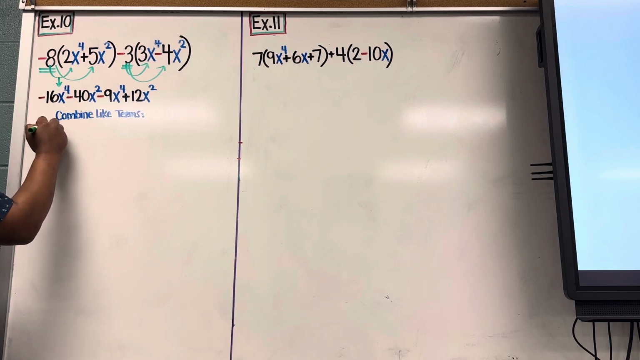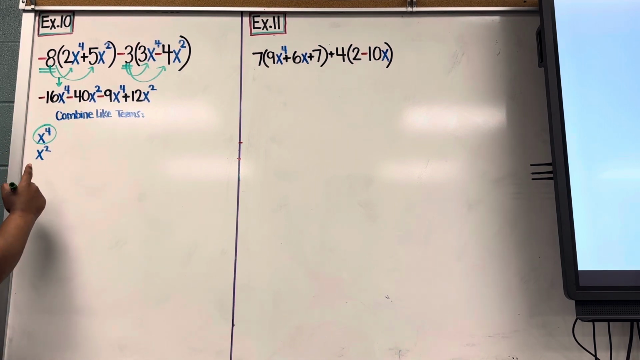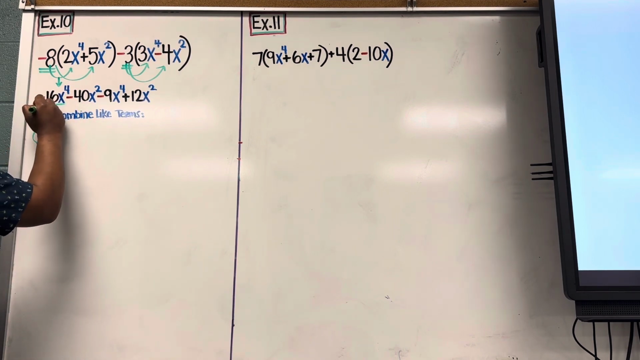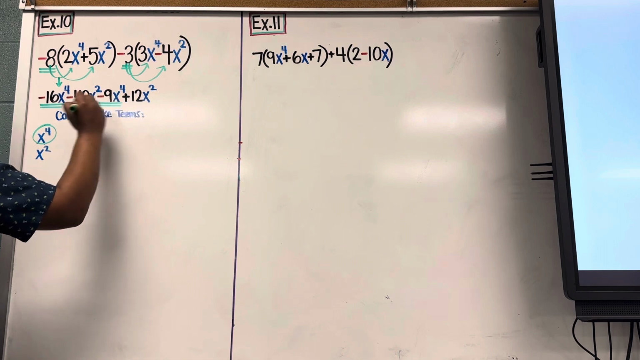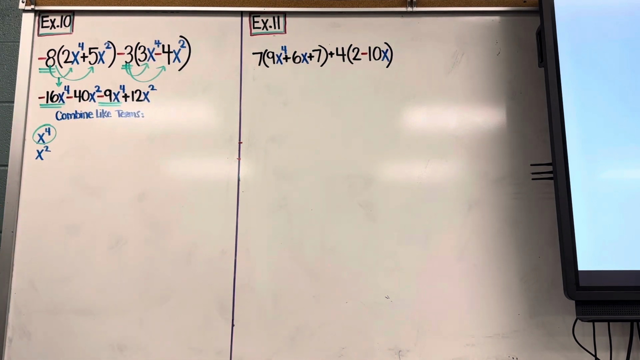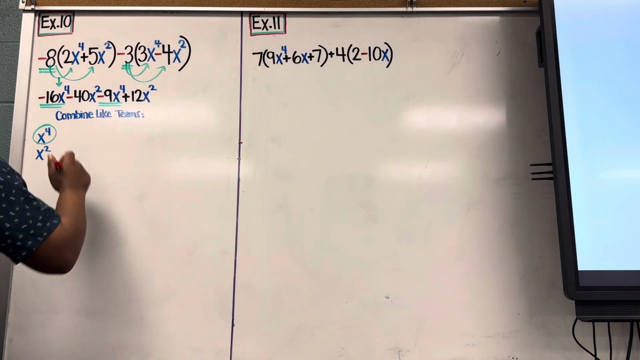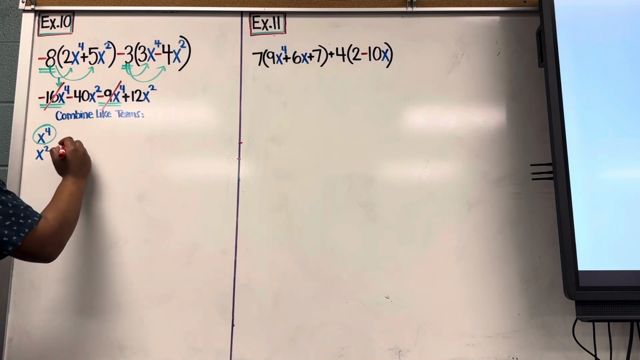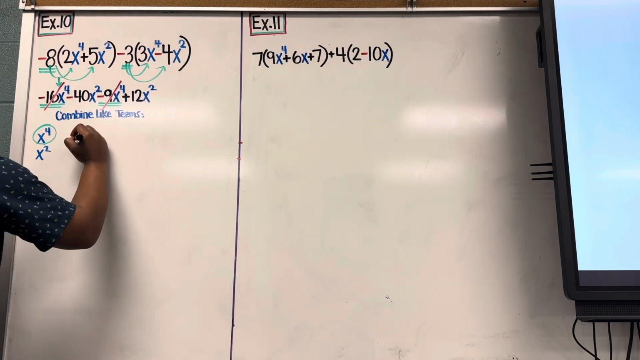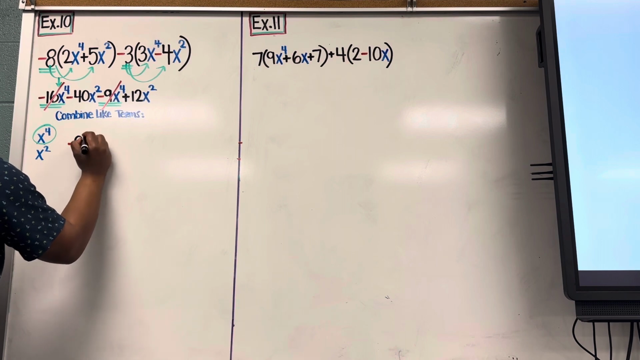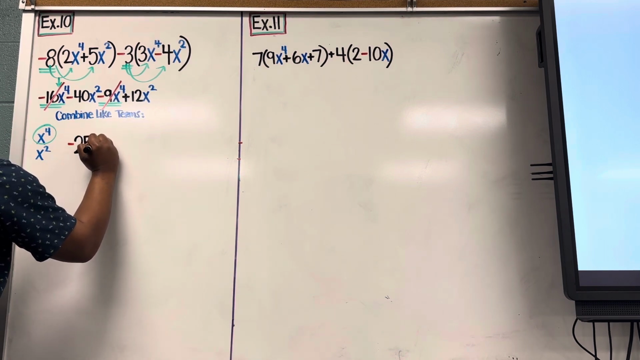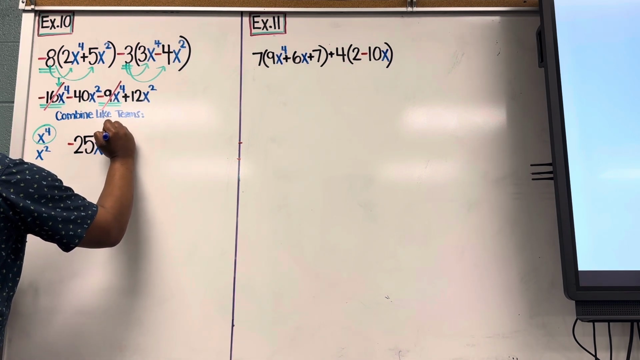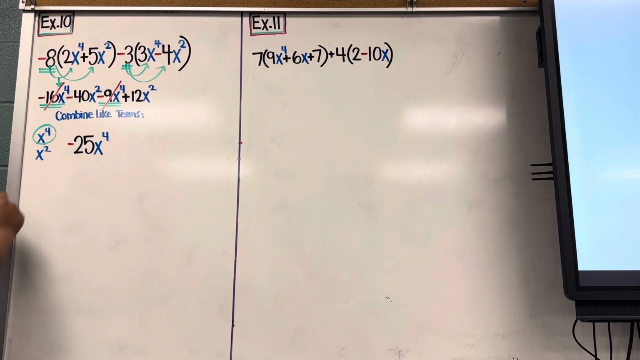Now let's do x to the fourth power. I'm going to underline all the values that have x to the fourth power, which is negative 16x to the fourth power and negative 9x to the fourth power. All right? Negative 16 plus a negative 9 is a negative 25. So it's going to be negative 25x to the fourth power. Okay, so we're done with this group.